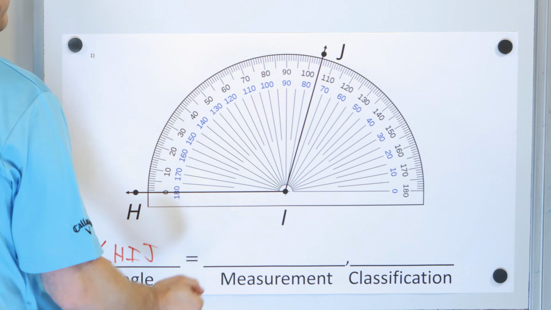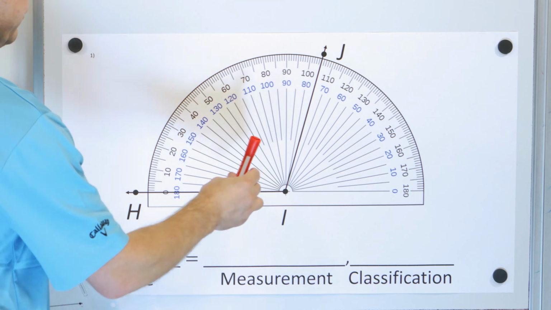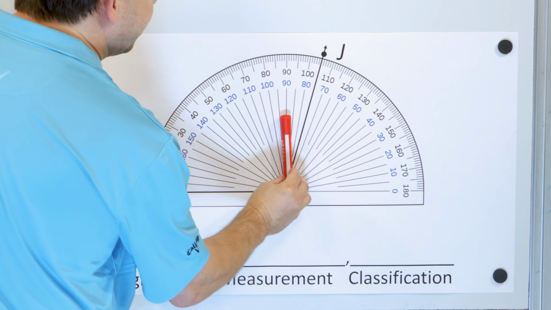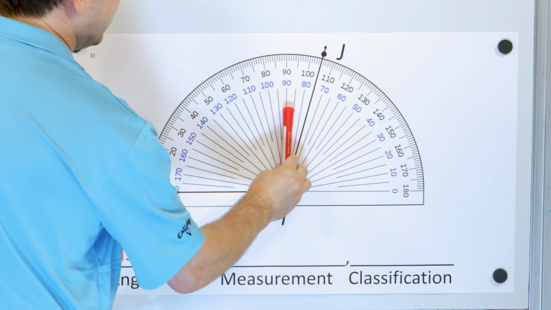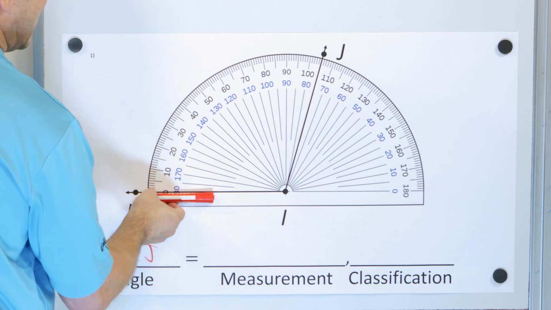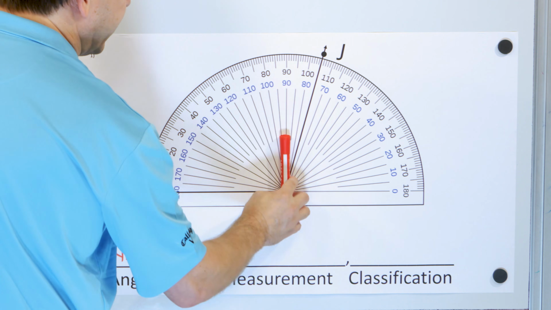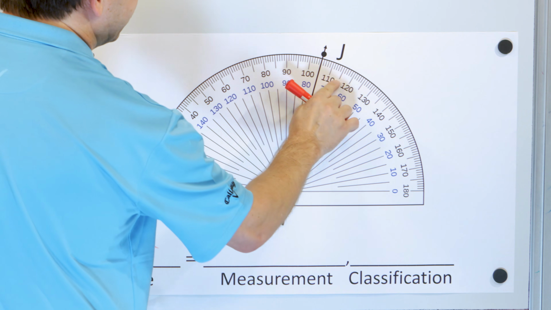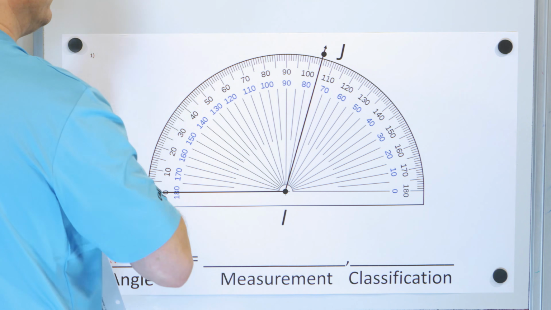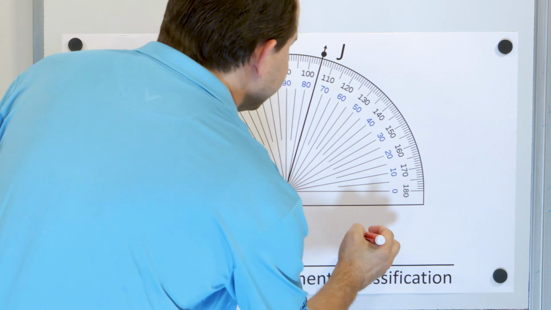Now let's skip over the measurement to the classification. If you were to go straight up and down from here, the number here goes right through 90 degrees. So if the angle were up and down, it would be a 90-degree right angle. This is larger than that. You can see the numbers are larger here in black. So is this an acute or an obtuse angle? This is an obtuse angle.